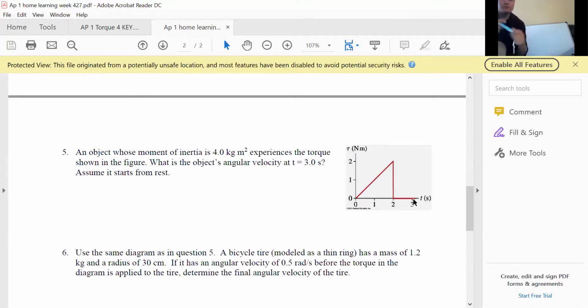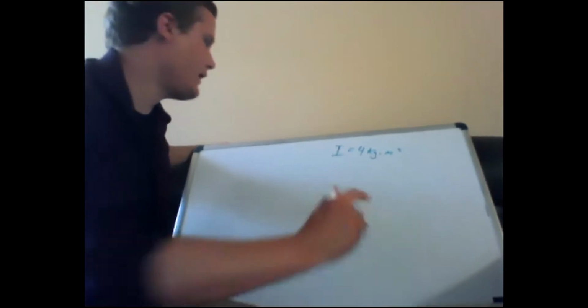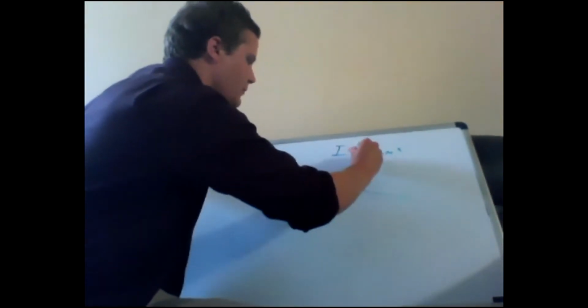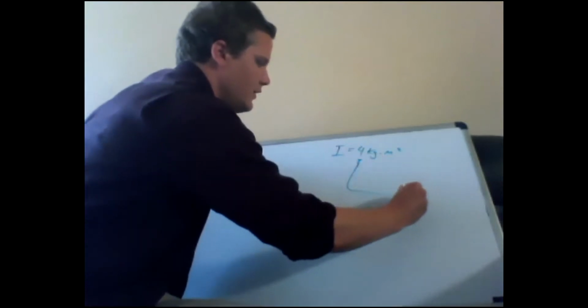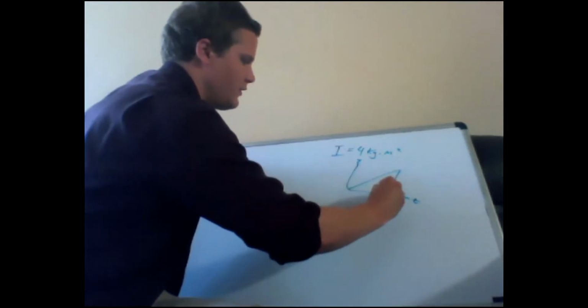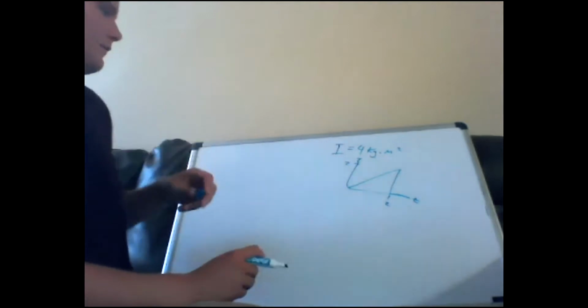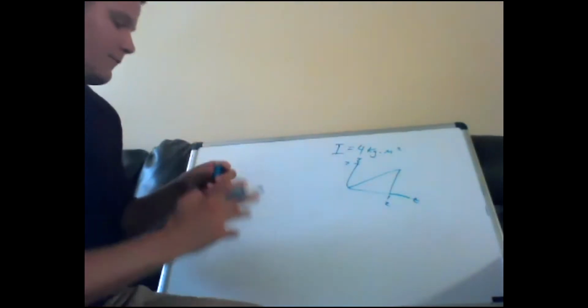So therefore, I'm going to write my moment of inertia as 4 kilograms times meters squared. And let me do my stop screen share here. Okay, so I have that, and then I have my graph. I'll just draw it kind of small, but we have torque on the vertical axis, t on the horizontal, goes up like this, down, and then over. This is 2. This is 2 right here. All right, so now we have to find the final angular velocity.